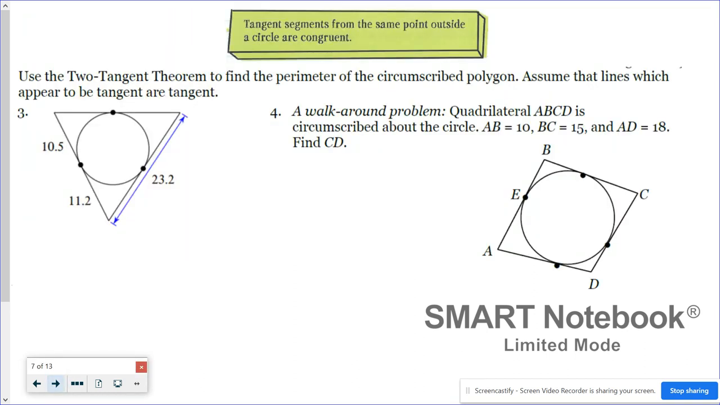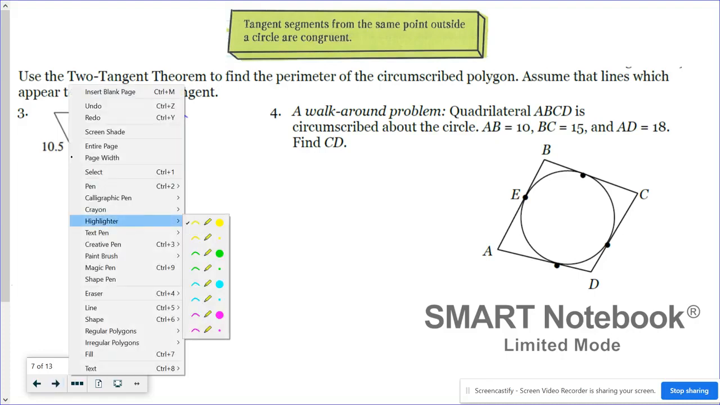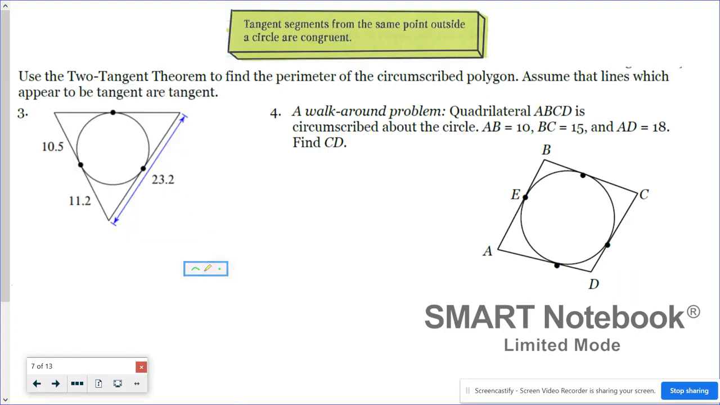Another place where we can see the two tangent theorem is in problems like what you're seeing here. We've got circumscribed polygons, which means there's a polygon that's tangent to the circle, like all the sides of the polygon touch the circle in one place. You see that? Remember, the two tangent theorem says that tangents drawn from the same external point are congruent.